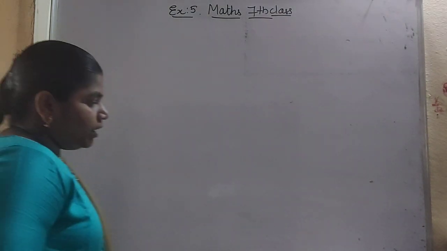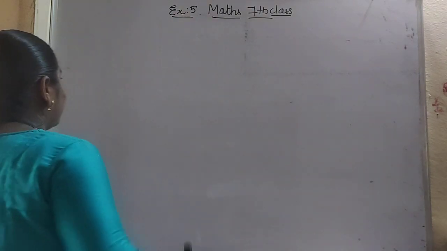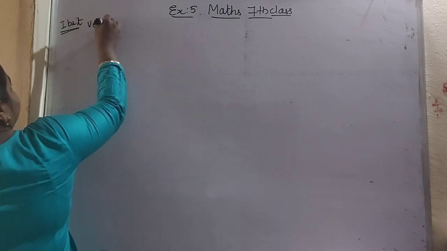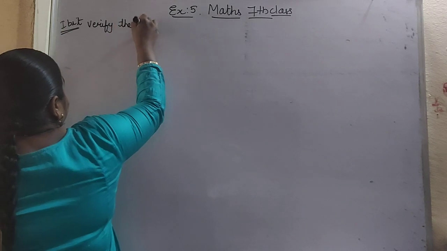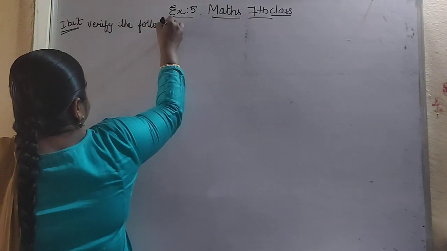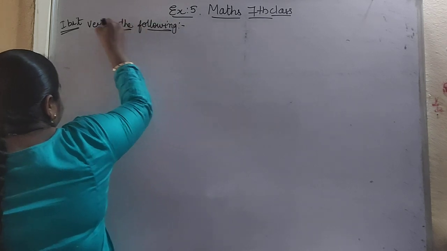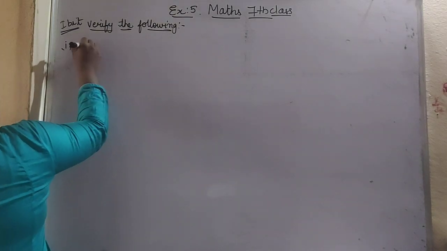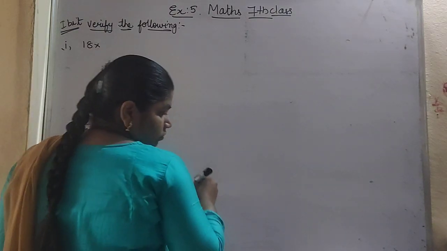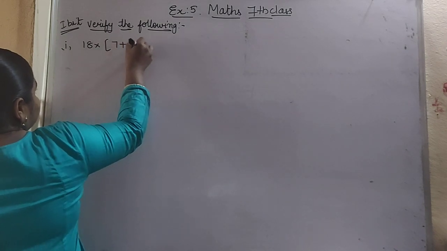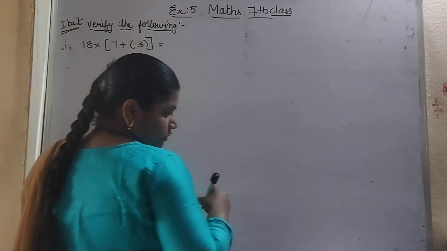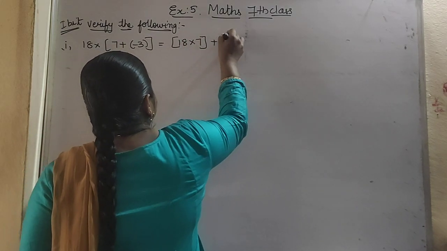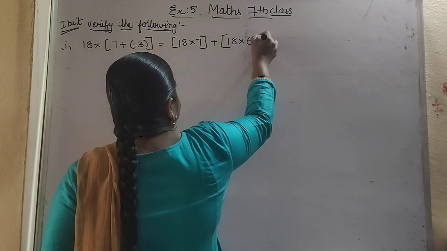So the first one is: verify the following. The first question is 18 into 7 plus of minus 3 is equals to 18 into 7 plus 18 into minus 3.